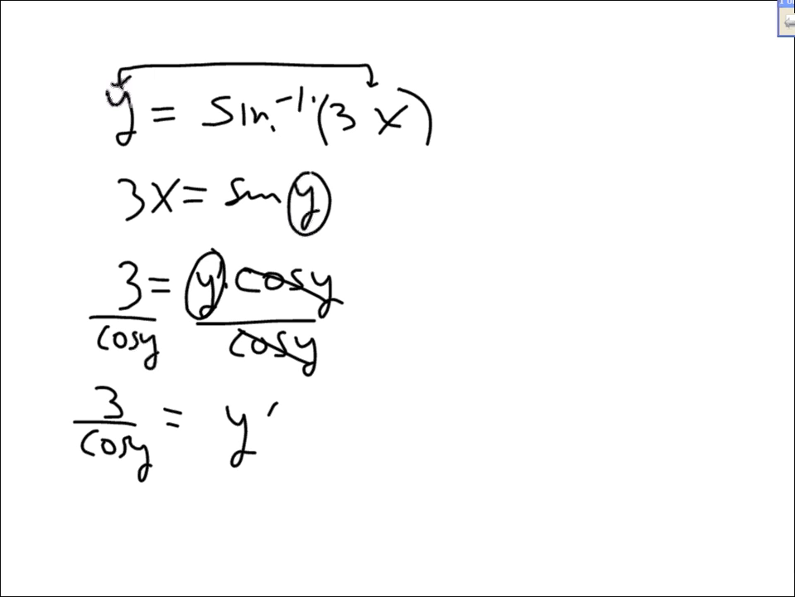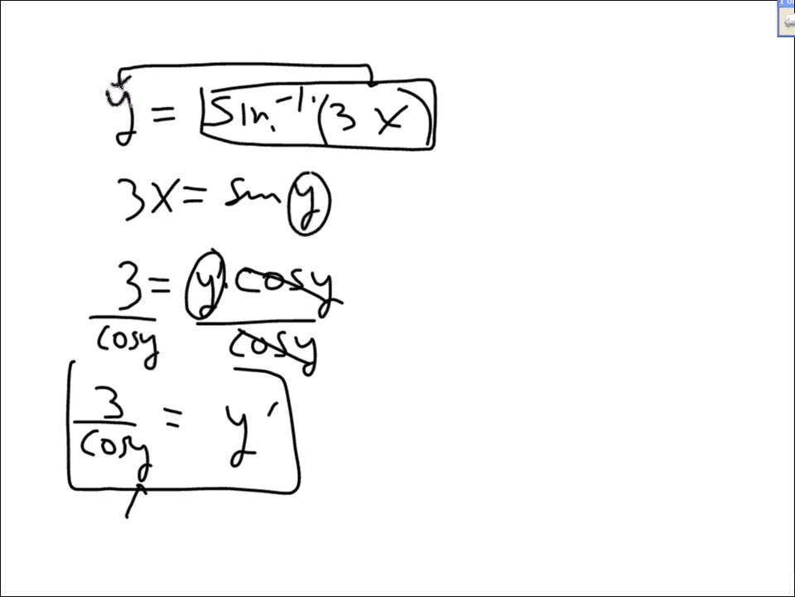Thing is, you really shouldn't have y's in your answer. Of course, if you wanted to be slick, you can put that in for y. You can say it's 3 over cosine of sine inverse of 3x. Your teacher really couldn't mark that wrong. But let's get the answer your teacher wants. So now somehow we have to get rid of cosine of y.